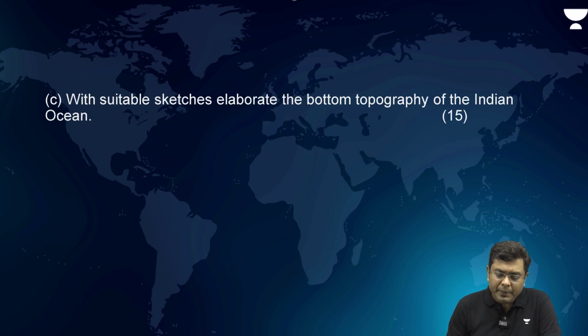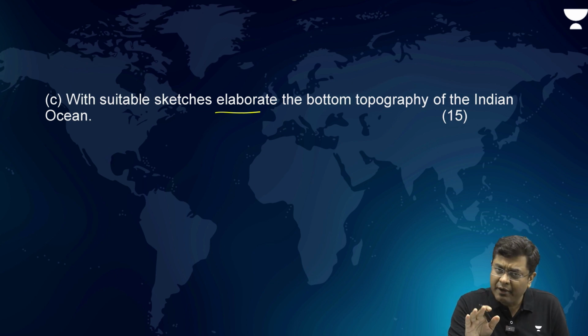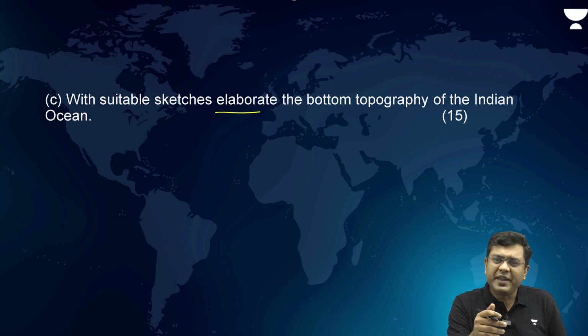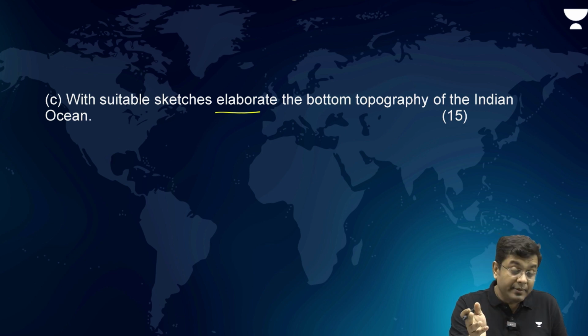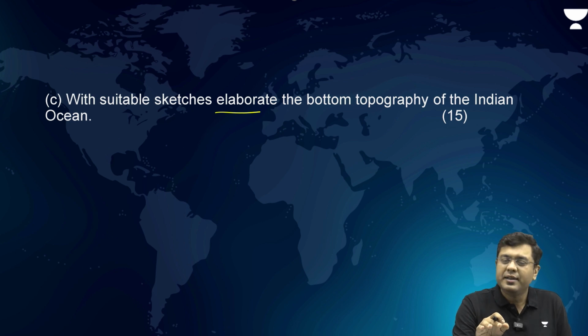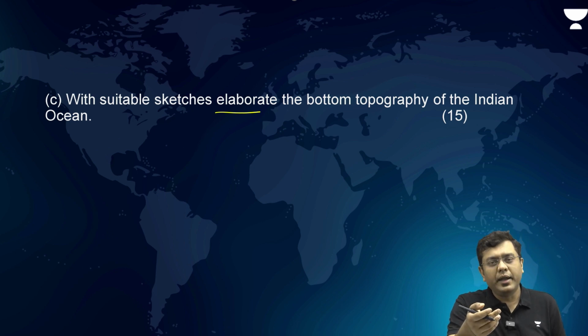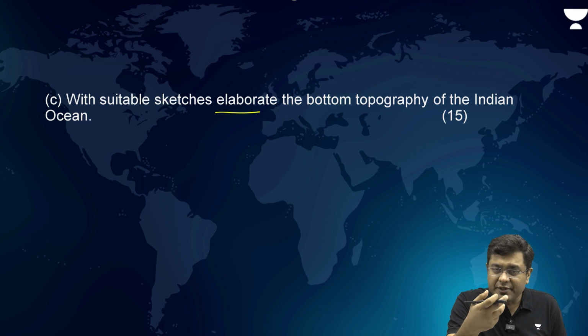Then, with suitable sketches, elaborate the bottom topography of the Indian Ocean. Again, a very simple, straightforward question. Almost every year, UPSC does ask you a question associated with bottom relief features. Now, for the past few years, the bottom relief of the Atlantic was focused upon. So, the Indian Ocean was expected, given the mineral exploration in the Indian Ocean, and given that various archipelagos in the Indian Ocean have been in the news. So, this was on the expected parameter.